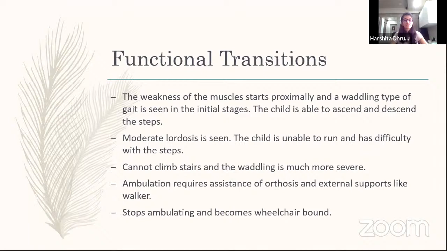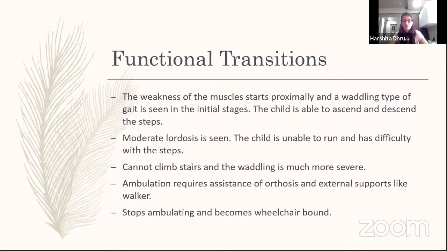As it progresses, the child becomes unable to climb the stairs as well, and much more waddling is prominent due to the hip abductor and quadriceps weakness. Ambulation requires assistance of orthoses and external supports like a walker or different types of orthoses like knee bracing to assist in walking. In the later stages, the child stops ambulating completely and becomes wheelchair bound.